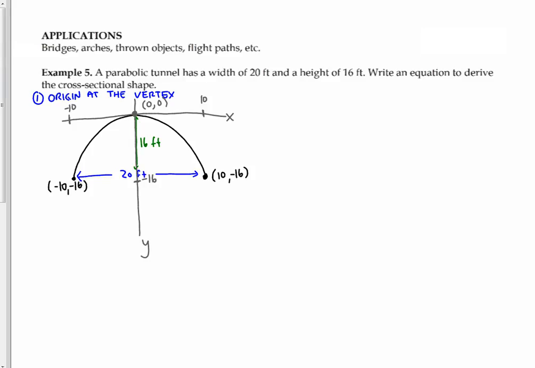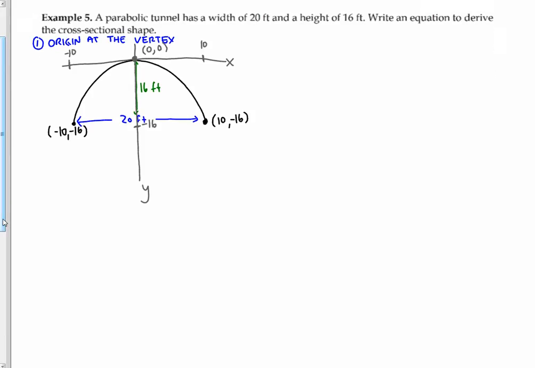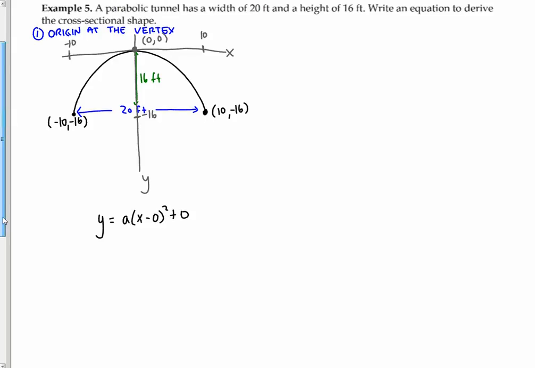Okay. So when making our equation, the first thing we do is put it into vertex form. Plug in the p and q. What is p and q here? (0, 0). So if p and q are 0 and 0, y equals a times (x minus 0) squared plus 0. What's x minus 0? x. So x squared. And do you have to write plus 0? No. So that'd be y equals ax squared.